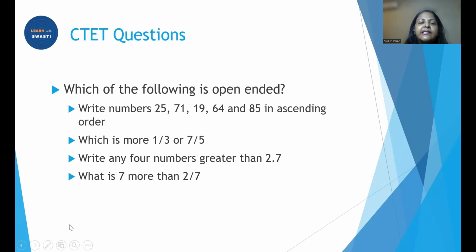So which of the following is an open-ended question? That's generally what the question is. Which of the following is an open-ended? Which of the following is a close-ended? Which of the following is not an open-ended? So there could be various versions of it.